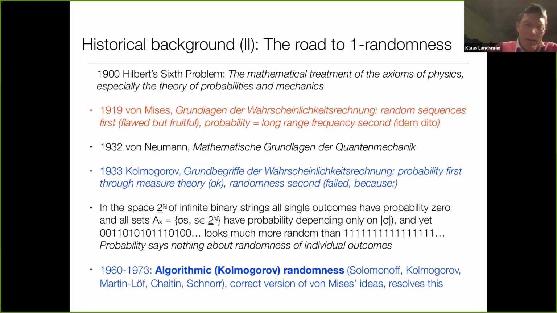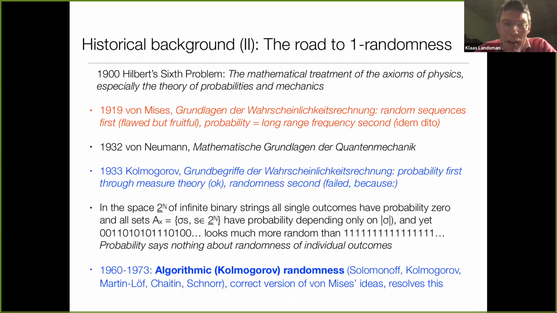And so I will now try to slowly zoom in on this notion of one randomness, which also has an interesting historical background, partly even related to the previous talk. So, David Hilbert stated his problems in 1900, his 23 problems, of which many are relevant, in fact, to this story, but the most relevant one is the sixth, the mathematical treatment of the axioms of physics, especially the theory of probabilities and mechanics, which gave rise to three developments that are all crucial for us.